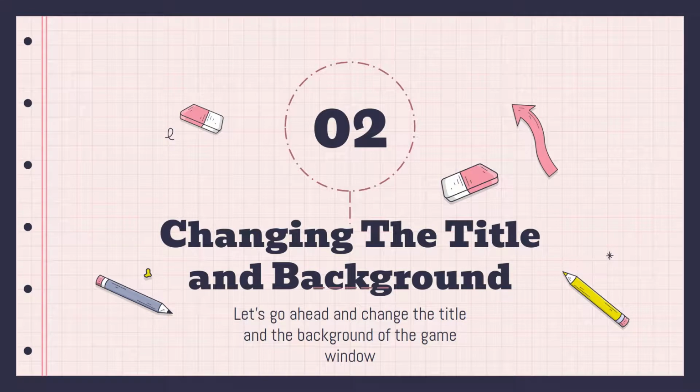In this tutorial we're going to learn how to add a title to our window, and also add a background color and an icon to our window. So we'll add a title to our window, an icon to our window, and a background color to our window. That's basically what we're going to be covering in this tutorial.